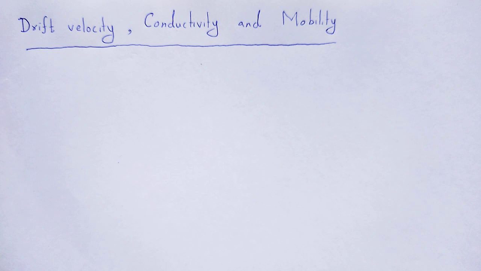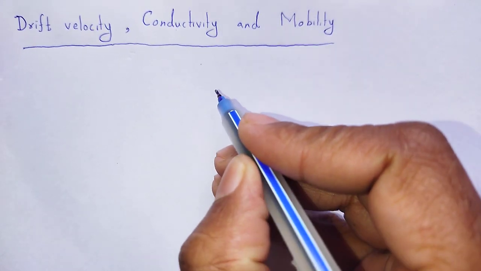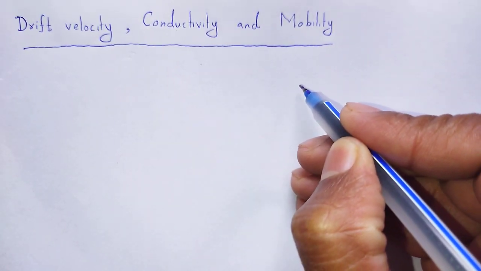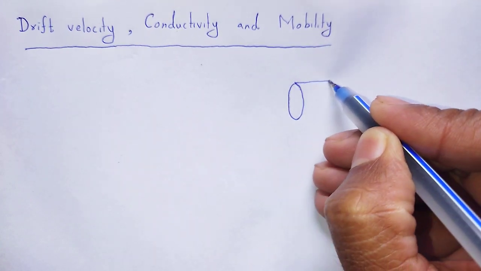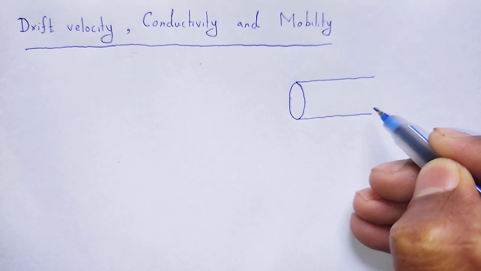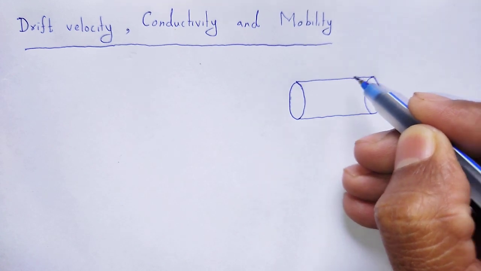In this video, we are going to discuss drift velocity, conductivity and mobility in case of semiconductors. Let's begin. Let me consider a semiconductor having length small l.